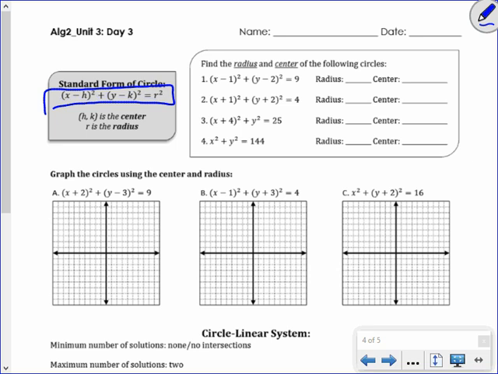Notice that in the equation r is squared, so you have to remember to take the square root to find the radius. So all you have to do is pluck out those numbers, h and k, and find the center, and then take the square root of the number on the other side of the equal sign. You have everything you need to graph a circle. So let's look at this first one right here.